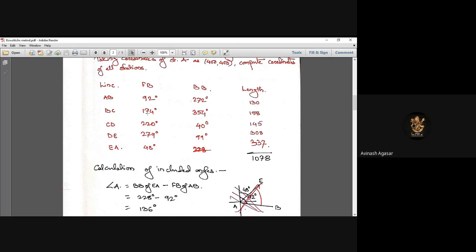Fourth quadrant. Fore bearing of BC, which quadrant? Second quadrant, sir. And back bearing of AB? Fourth quadrant, sir.